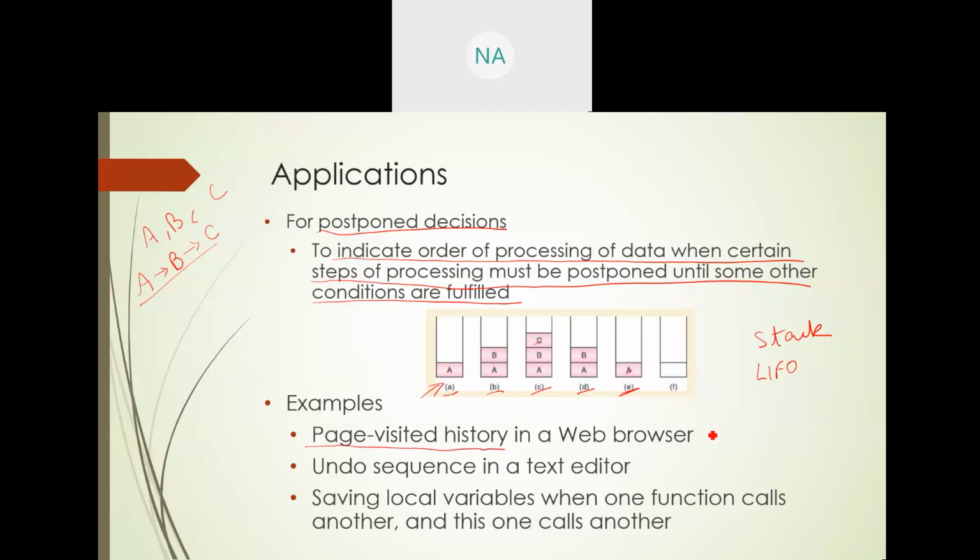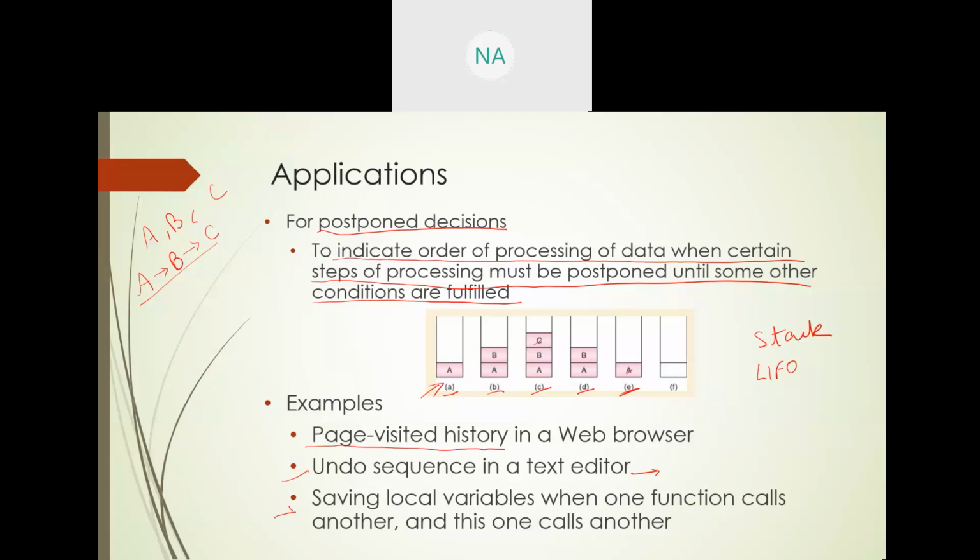Okay, another example, undo sequence in a text editor. When you press the undo button, which action is undone first? The action which was performed last. You press the undo button again, then the second last action will be undone, right? So the undo sequence is also stored in a stack.